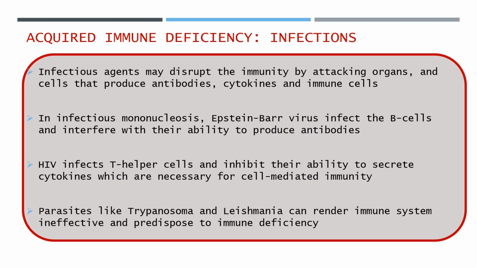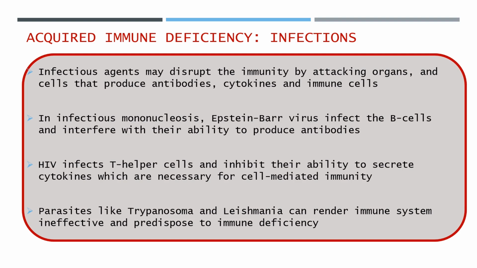For example, in infectious mononucleosis, which is caused by Epstein-Barr virus, the virus is able to infect B cells and interfere with their ability to produce antibodies. And once enough antibodies are not produced, the body is susceptible to opportunistic infections, and the patient begins to have recurrent infection, unlike people who do not have the Epstein-Barr virus.